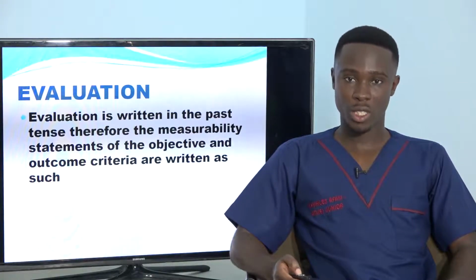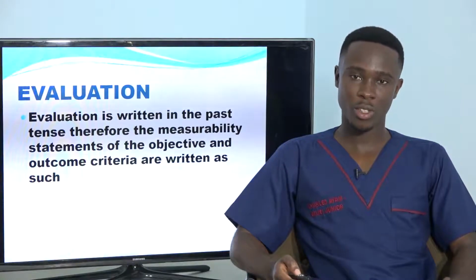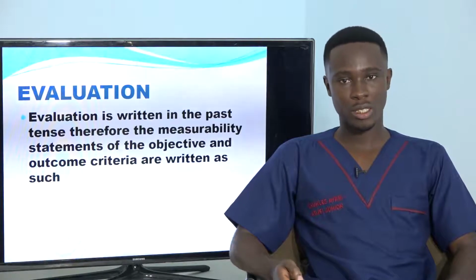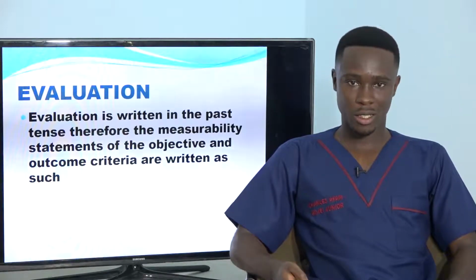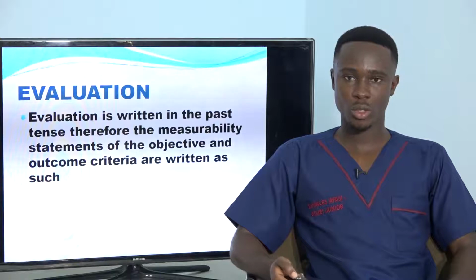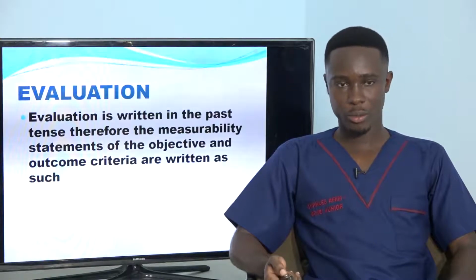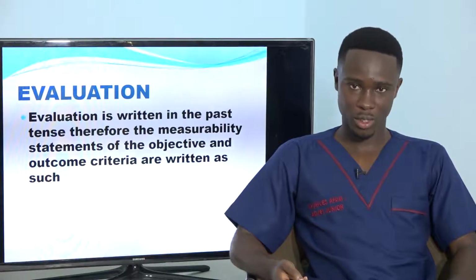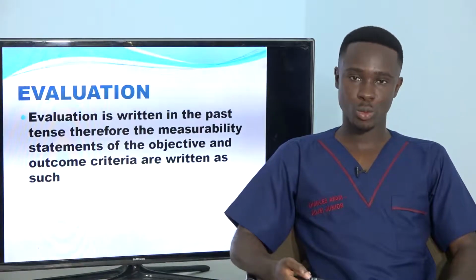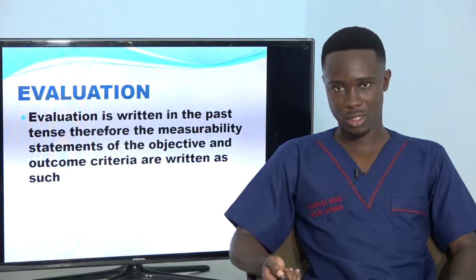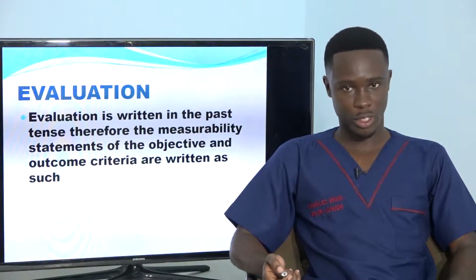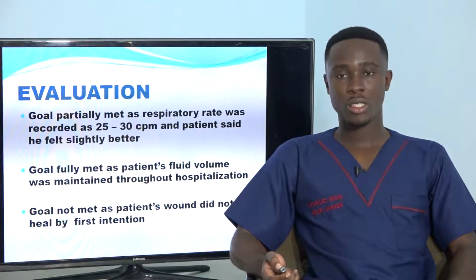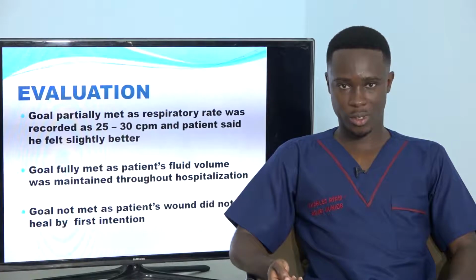So when you come to the evaluation, you then have to write the measurability statements in the past tense. So making it goal fully met as A, patient's wound looked clean and dry. B, patient's wound had no signs of infection. C, patient's wound healed by first intention. Then your evaluation becomes correct. So moving on, these are some examples of how the evaluation statement is to be written.